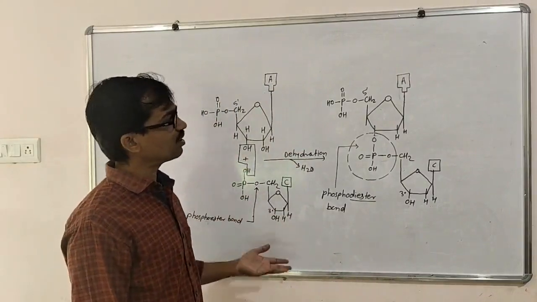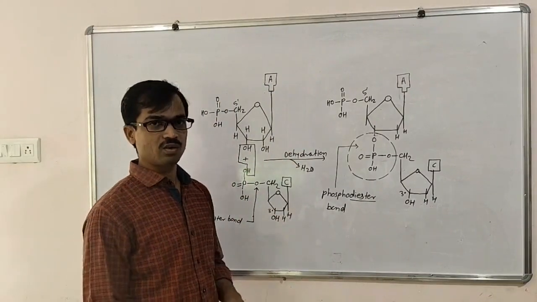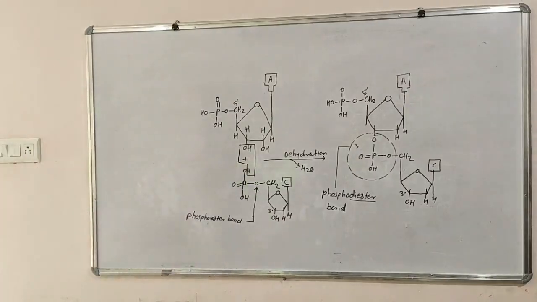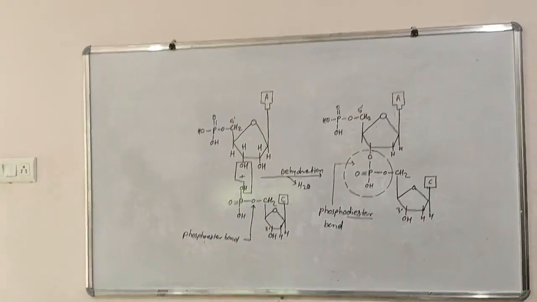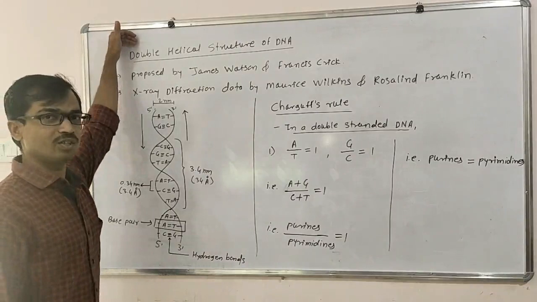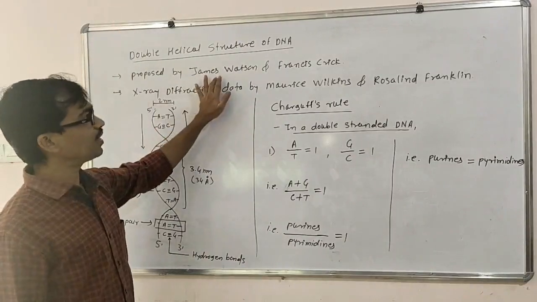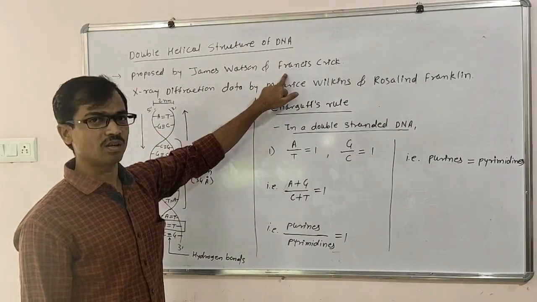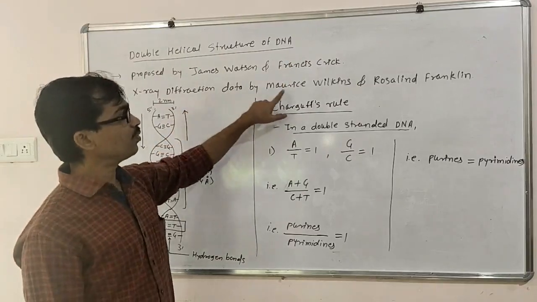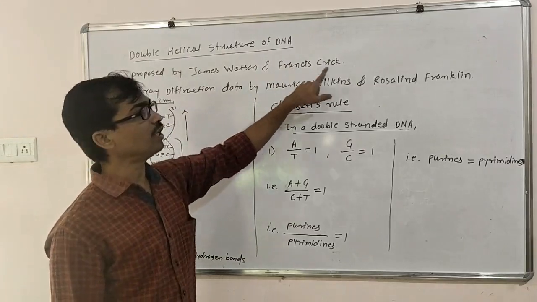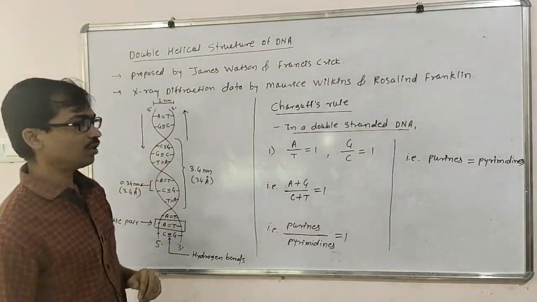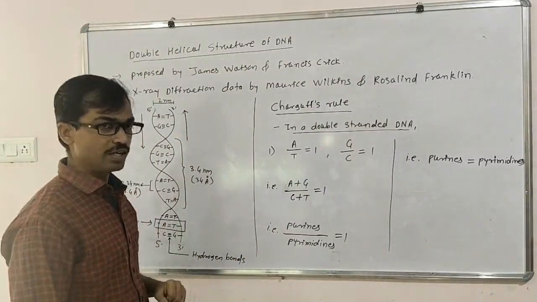Now we will discuss the double stranded structure or double helical structure of the DNA. Okay, now we will study the double helical structure of DNA, which was proposed by James Watson and Francis Crick, and they used the X-ray diffraction data produced by Maurice Wilkins and Rosalind Franklin to generate the double helical structure of DNA.